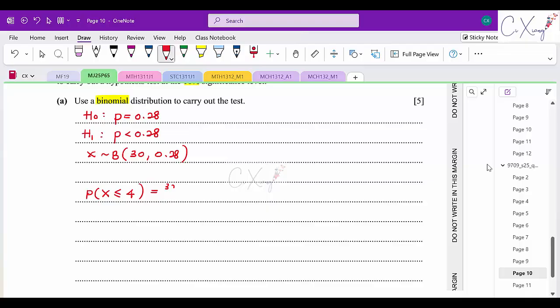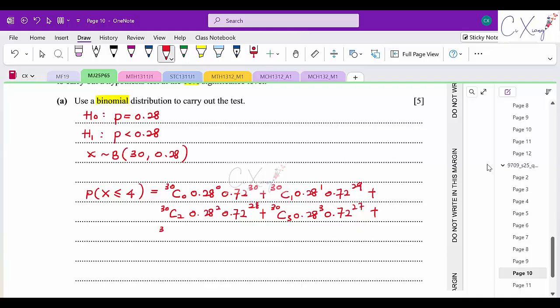So I'm having 30C0, 0.28 power 0, 0.72 power 30. Then plus 30C1, 0.28 power 1, 0.72 power 29. Then X equals 2. All these are the binomial distribution formula. X equals 3. Then X equals 4.